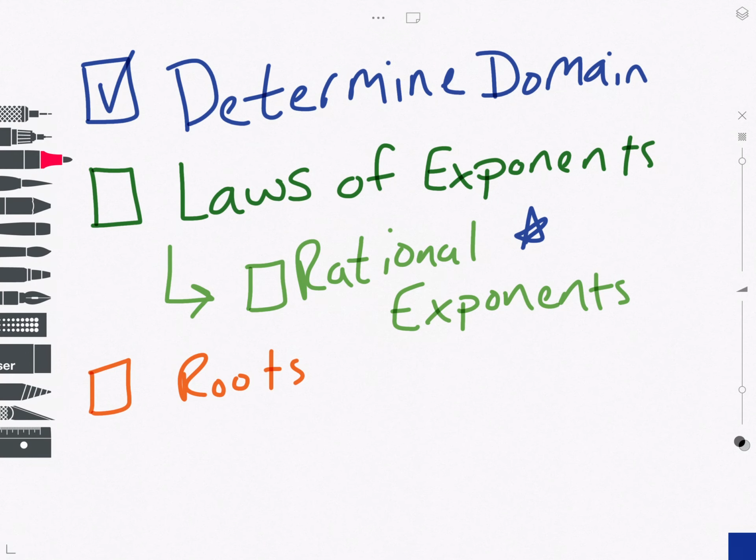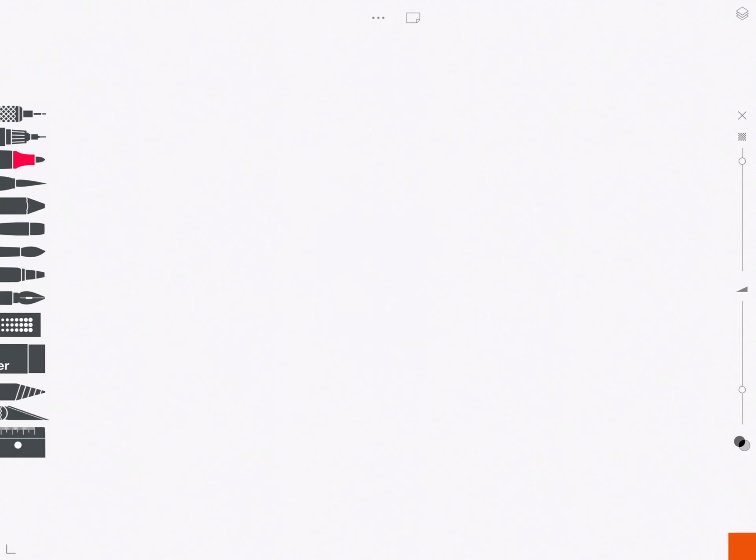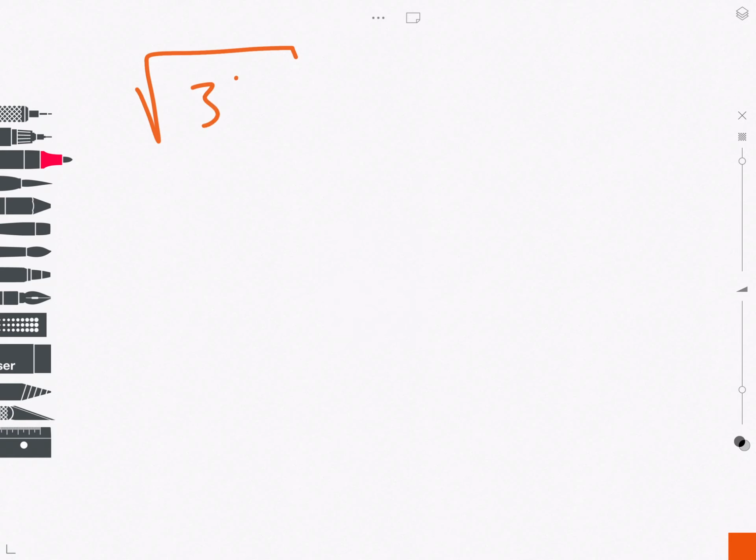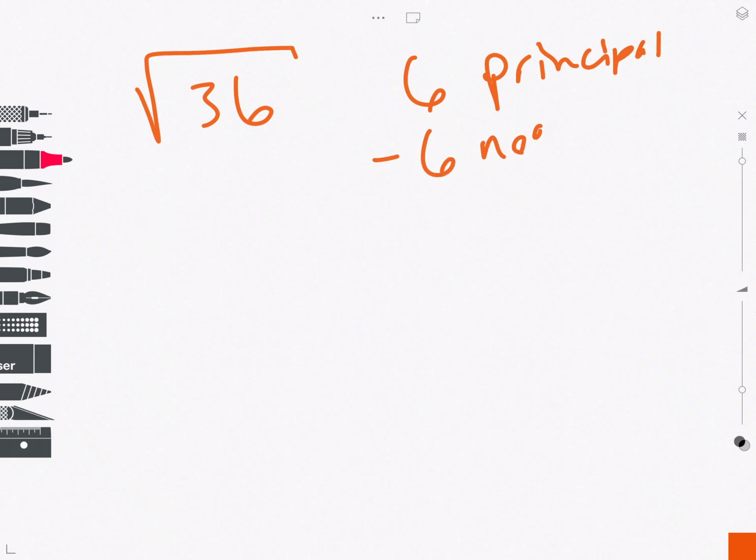We're going to come back to laws of exponents. Let's jump down to roots here. So when you're determining roots, the big thing to watch out for is the principal and negative square roots. So if I take the square root of 36, the principal square root would be 6, and the negative square root would be -6. That was really terrible handwriting, but hopefully you can listen along.